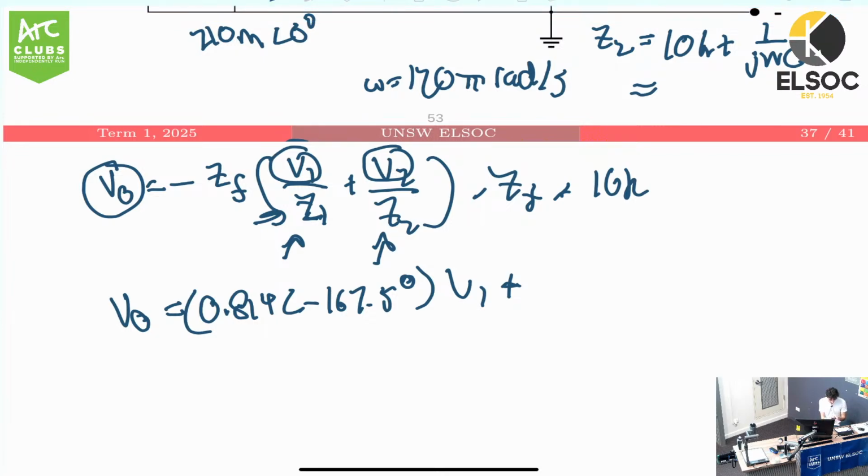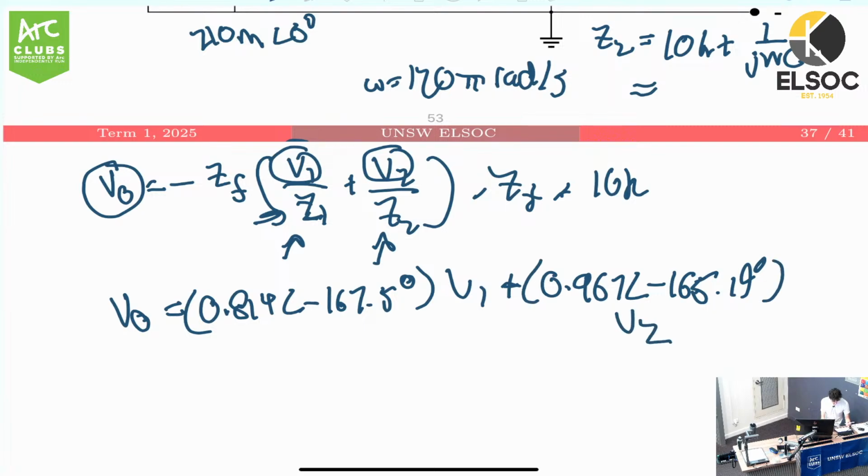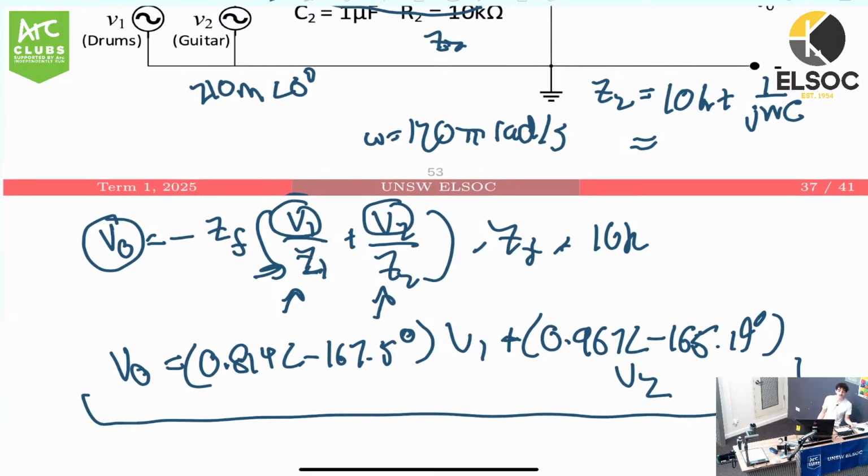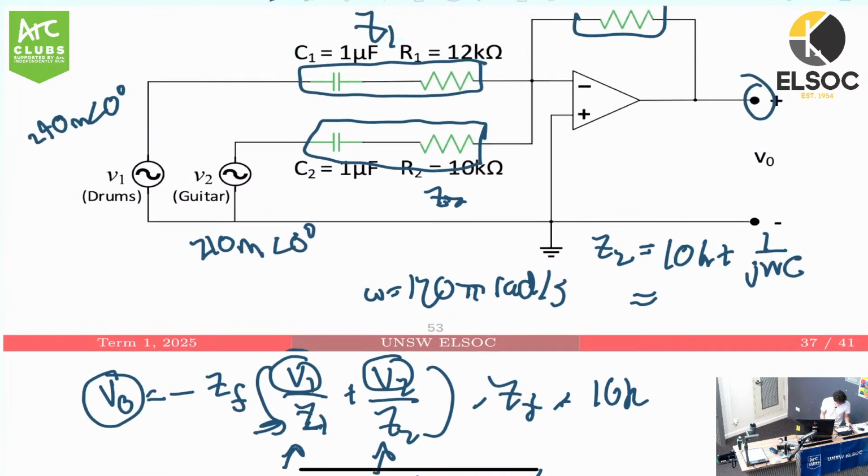And so we'll go back to this. And then we've got minus ZF on Z2, and that's equal to 0.967 angle minus 165.14 degrees. And that's multiplied by this. And so that's our expression. Does that sort of make sense? Any questions so far? No? Great. Okay.